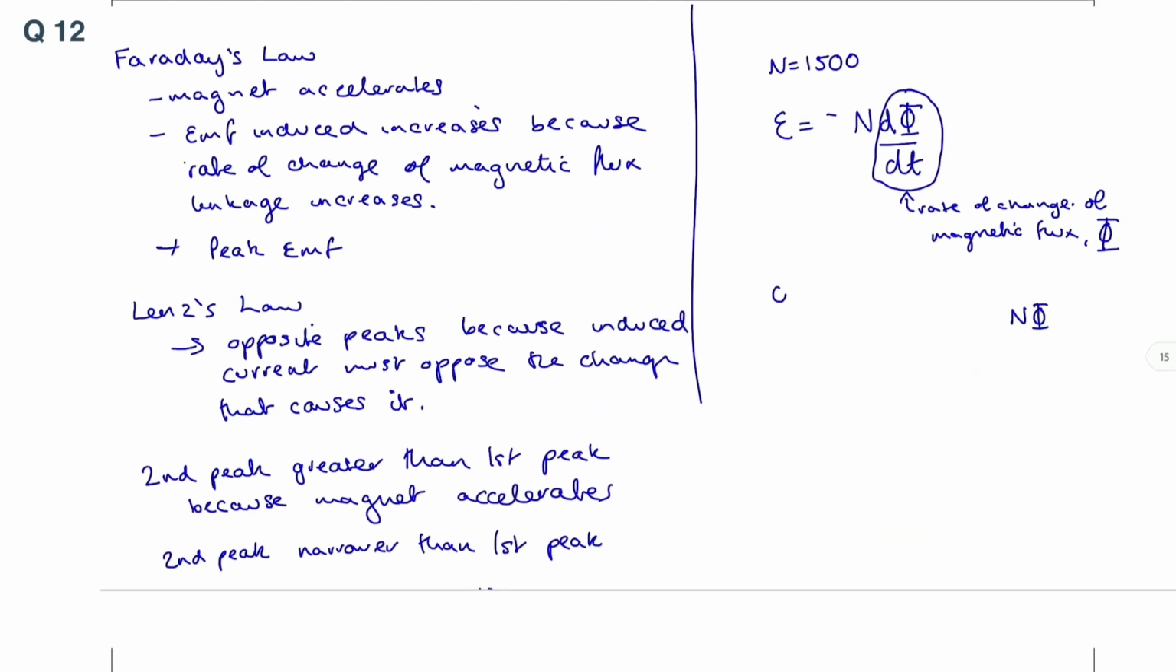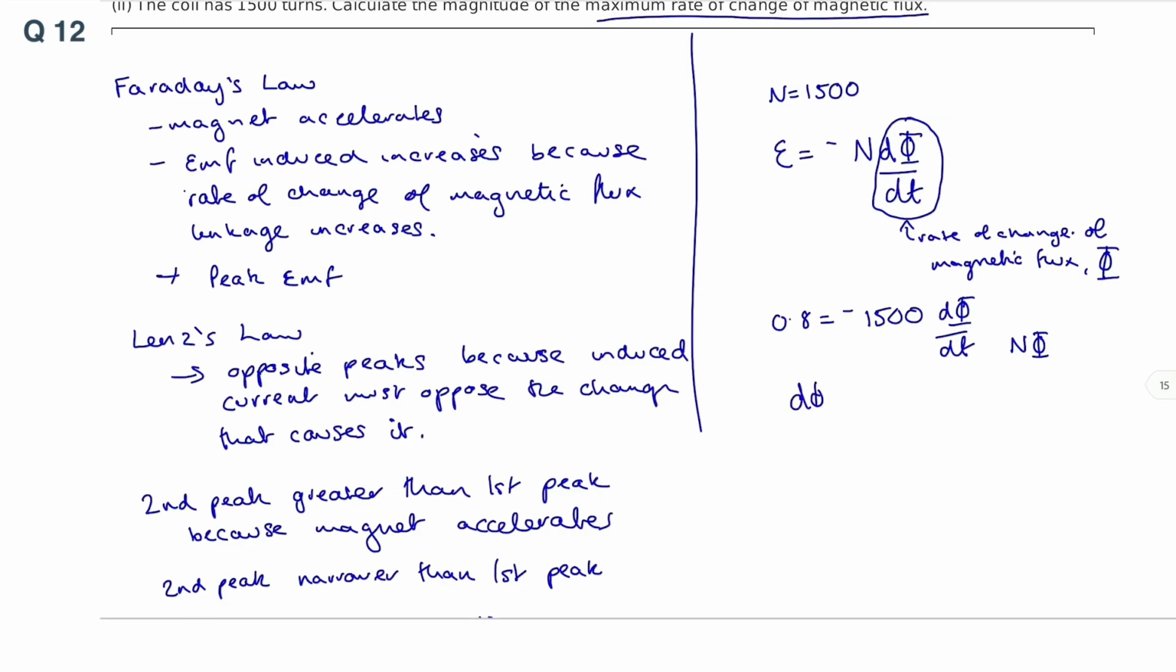So we know that 0.8 equals minus n, where n is 1,500, times the rate of change of magnetic flux. So this value is equal to 0.8 divided by minus 1,500, but we don't need to take in the minus because it says magnitude. So our answer is 5.3 times 10 to the minus 4, and our units are Webers per second, because magnetic flux is given in Webers and the rate of change of that will be per second.